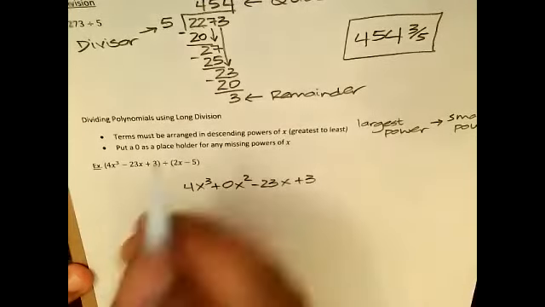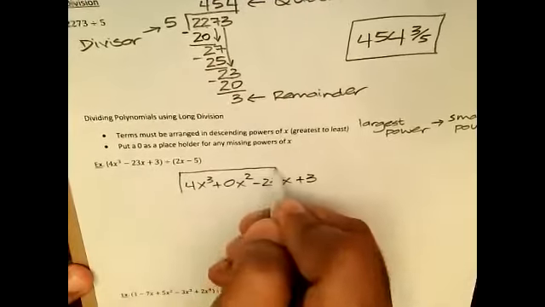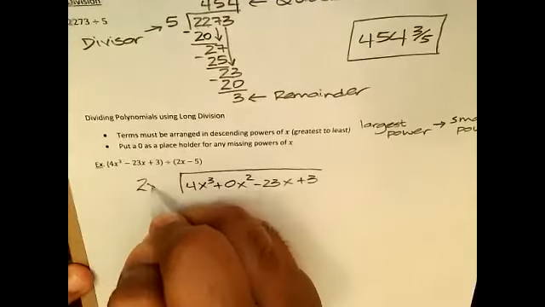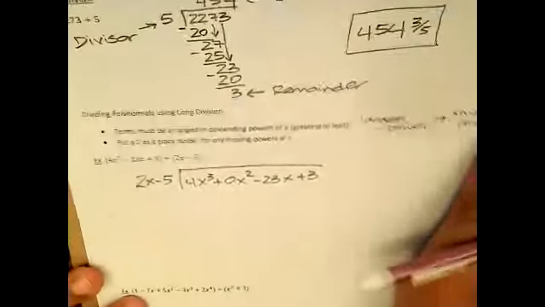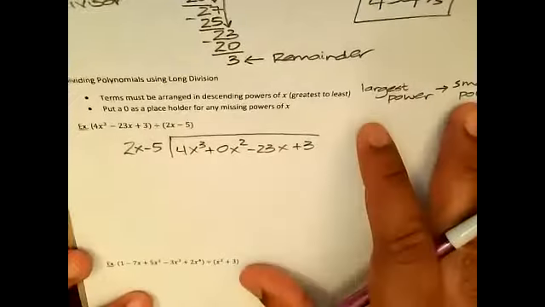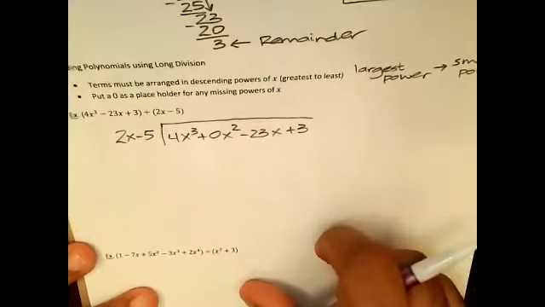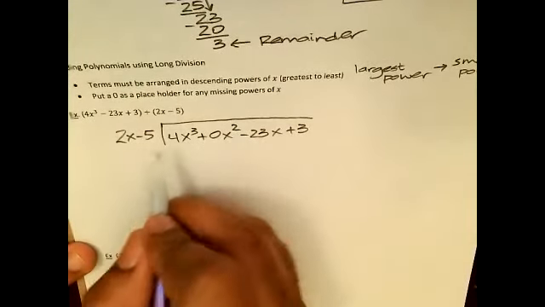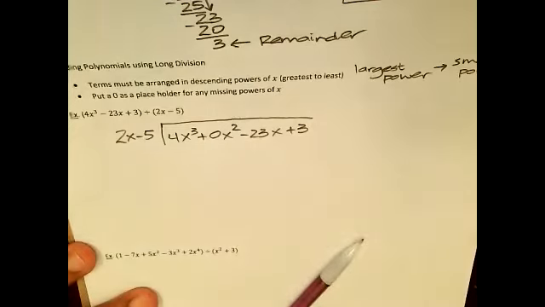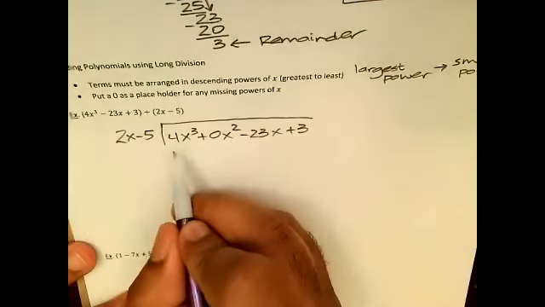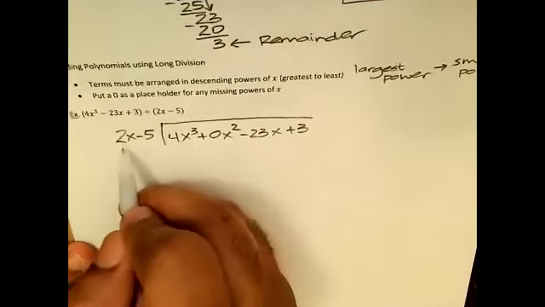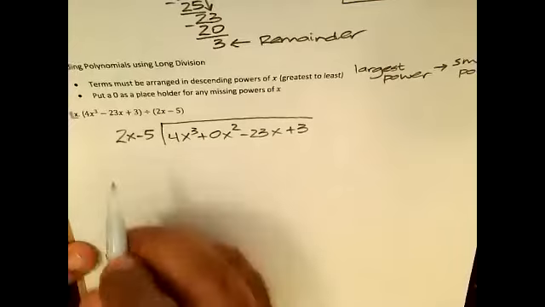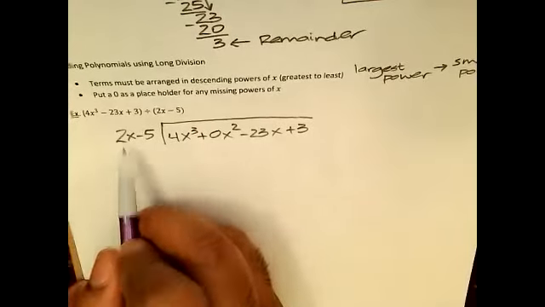Okay, and then I'm going to divide this by 2x minus 5, which was the divisor, so the 2x minus 5 goes in front. Now here's how we're going to do this. Similar to how we did the long division with the numbers, we're going to do it the same way here. I'm going to look at the first term inside the division, which is 4x cubed, and then the first term in the divisor, which is 2x.